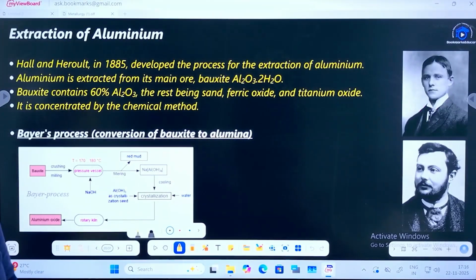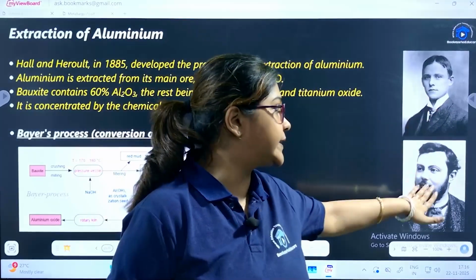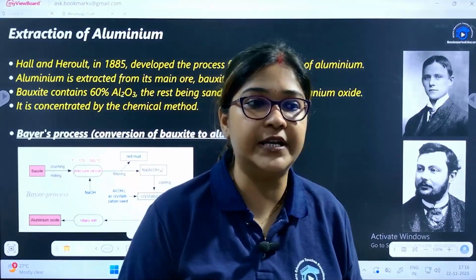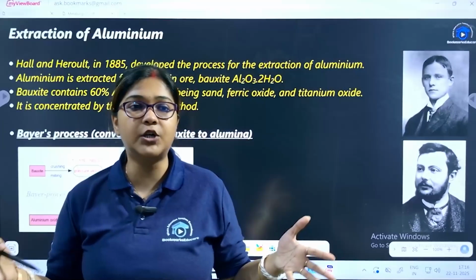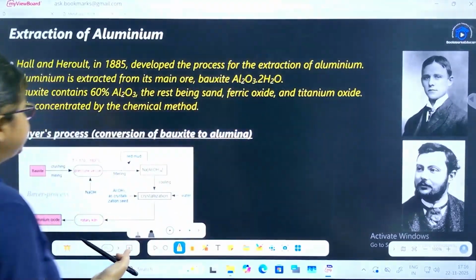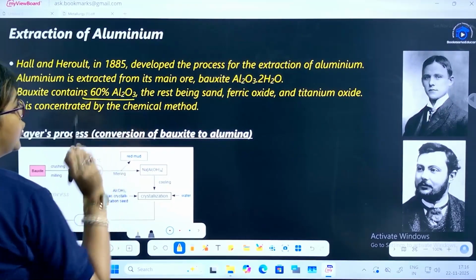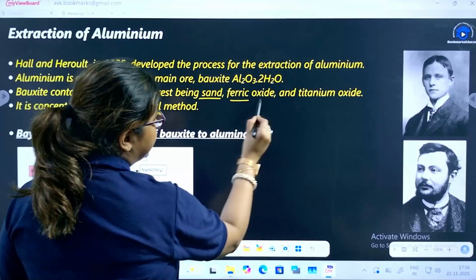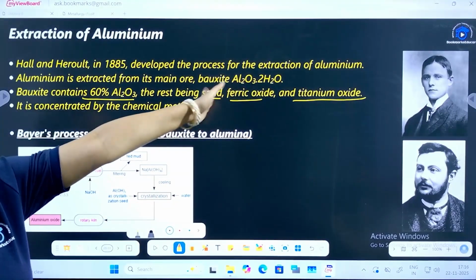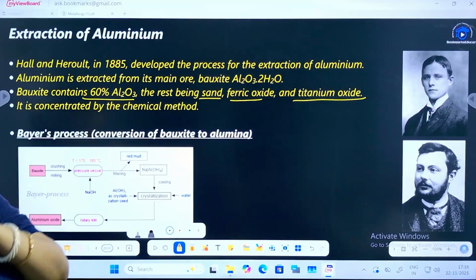Next, coming to the extraction of aluminium. Hall and Héroult, two scientists, made immense contributions in this field, where they discovered this method of extraction of aluminium from bauxite. Now, what is this bauxite? It contains 60% Al2O3, the rest being sand, ferric oxide and titanium oxide. These are the impurities, so you have to remove them first, then from alumina you will get aluminium.